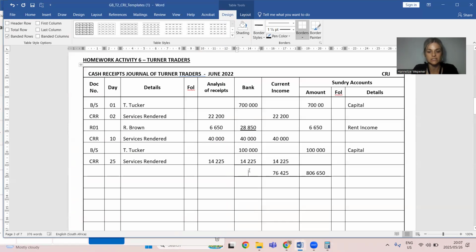That's my bank. And you will see that in grade 8 still, if you add all the columns that follow after bank, you will see that it adds up to the total that you have in bank. It means that you didn't miss anything. You didn't duplicate any entries. Your cash receipts journal is correct.